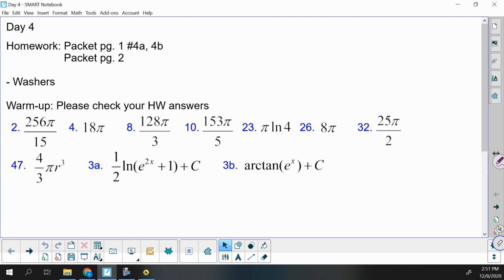All right, so we're on day 4. Our homework, you got all of page 2 in the packet and then another couple from page 1, 4A and 4B tonight.